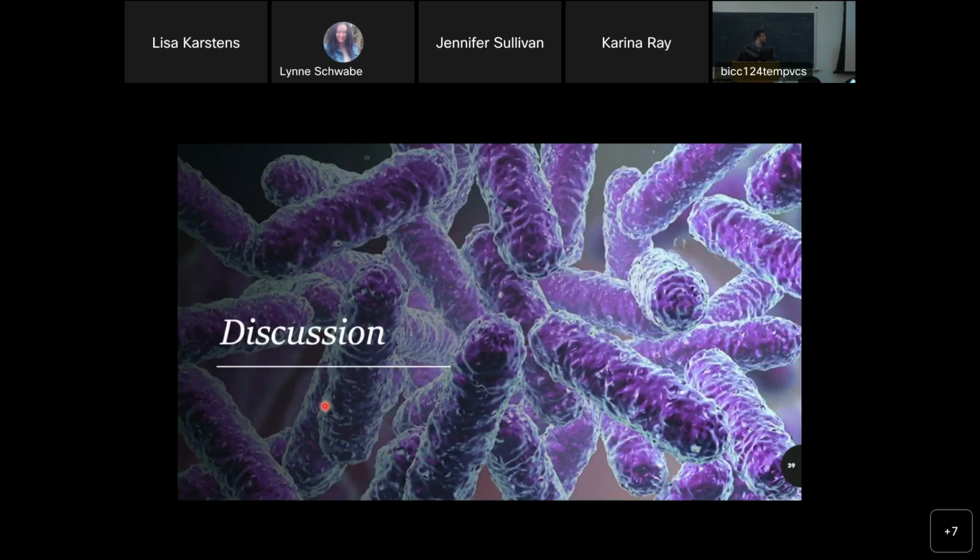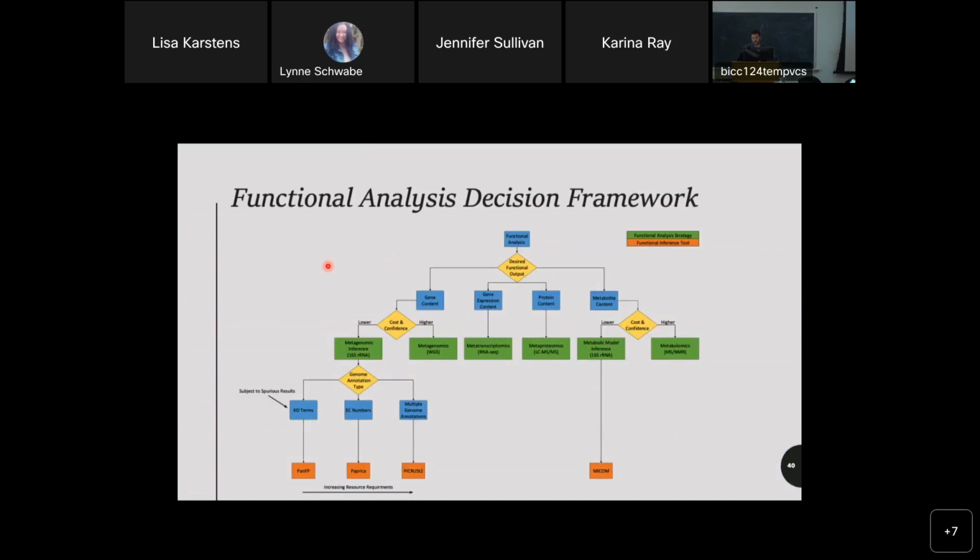So now we can discuss what these results actually mean. First, I just wanted to introduce the functional analysis decision framework that was generated based on the results of this investigation. And this was generated as a means of helping investigators choose a functional analysis strategy that best suits the needs for their specific project. So when we decide that we want to do functional analysis, our first decision that we need to make is what is our desired functional output.